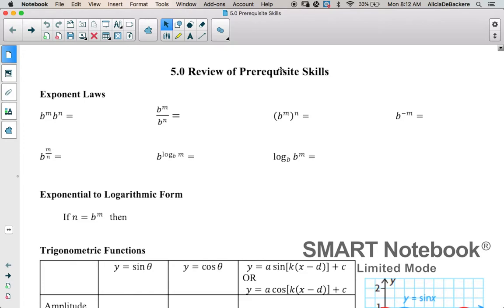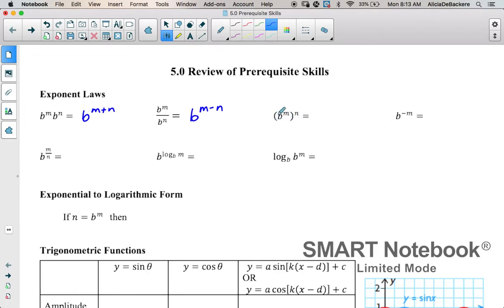So first up, just taking a look at your exponent laws. A lot of these are from grade 9. And then I think one of them is grade 10, and then into advanced functions with the logarithms. So the first one, when I'm multiplying two powers with the same base, I can just add the exponents. And then when I'm dividing two powers with the same base, I can subtract the exponents.